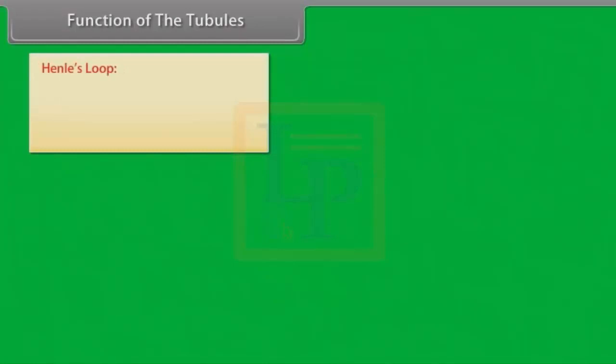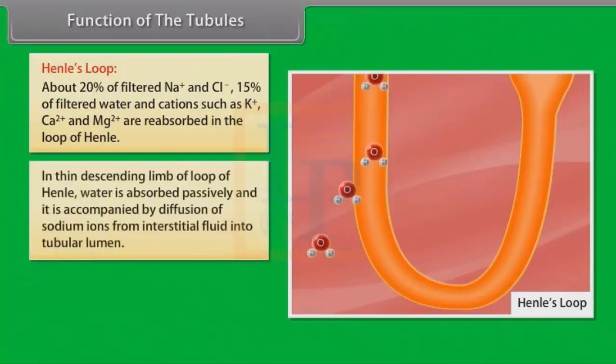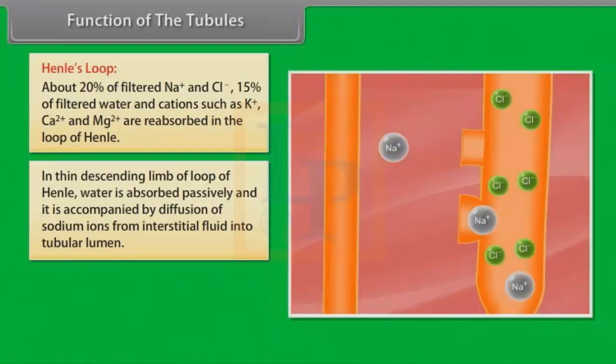Function of the tubules. Henle's loop. About 20% of the filtered Na+ and Cl-, 15% of filtered water and cations such as K+, Ca2+, and Mg2+ are reabsorbed in the loop of Henle. In the thin descending limb of the loop of Henle, water is absorbed passively and it is accompanied by diffusion of sodium ions from interstitial fluid into the tubular lumen.